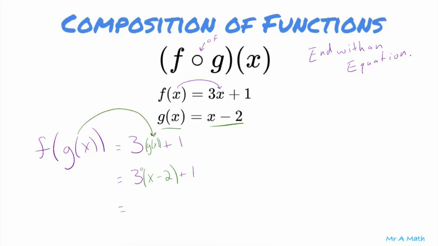Now we can simplify using distribution. I'm going to distribute the 3 to both terms, and I get 3x minus 6 plus 1, which is ultimately equal to 3x minus 5. And that's my answer.